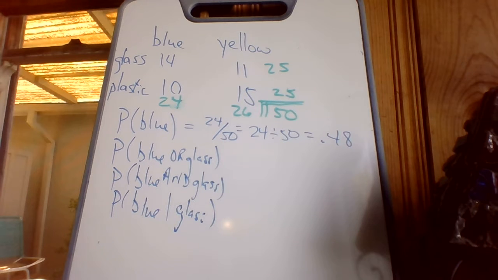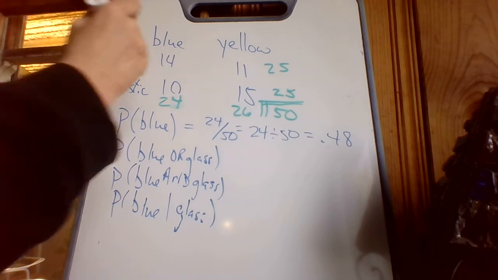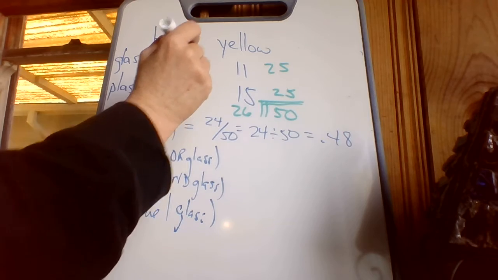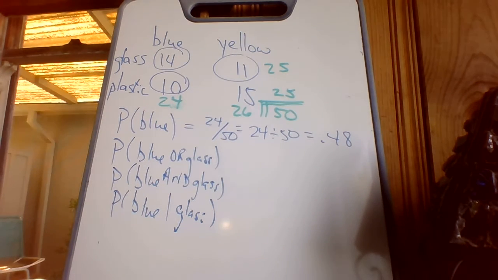Blue or glass. Or had 3 circles involved in it. Okay, so you circle that because it's blue. You circle that because it's blue. You circle that because it's glass. The or always involves 3 circles and involves 1 circle.